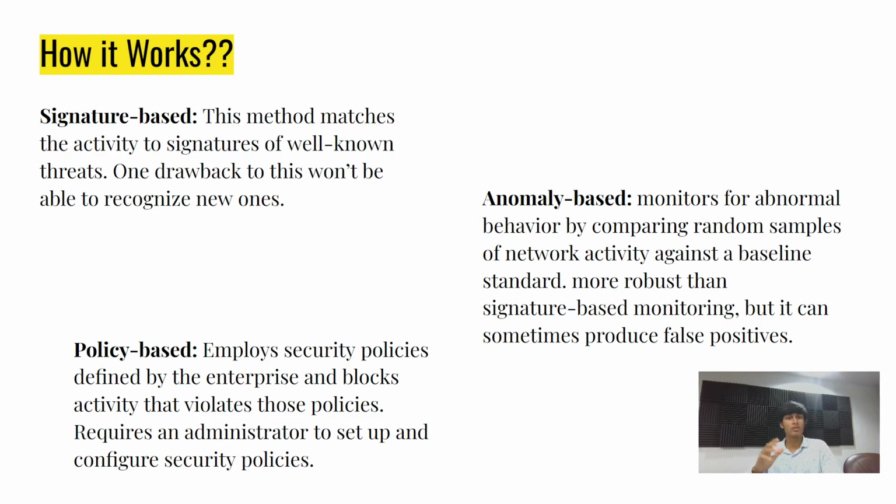This method matches the activity signature of well-known threats. One drawback is that it won't be able to recognize new ones. Like in anomaly-based, with machine learning, it'll check and recognize the new ones, but in this one it won't. Anomaly-based monitors for abnormal behavior by comparing random samples of network activity against a baseline standard, more robust than signature-based monitoring. But it can sometimes produce false positives, as I said, with machine learning, it can have its own false positives, right?